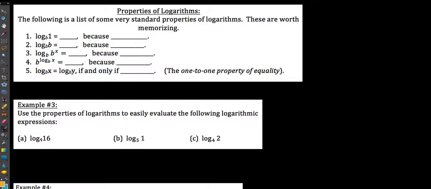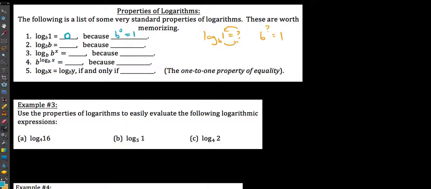So the very first one is just this: log base b of 1 is equal to what? As we look at log base b of 1, it's kind of like saying log base b of 1 equals a question mark. If we rewrite this into exponential form, we get b to the what power equals 1. This one is worth memorizing: anything to the 0 power is equal to 1. Why is this true? Because b to the 0 is equal to 1.